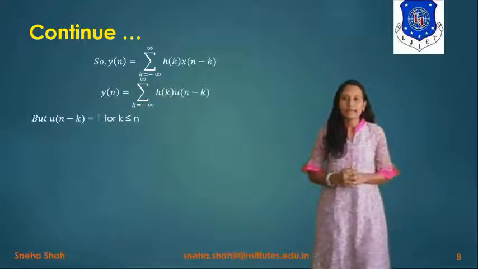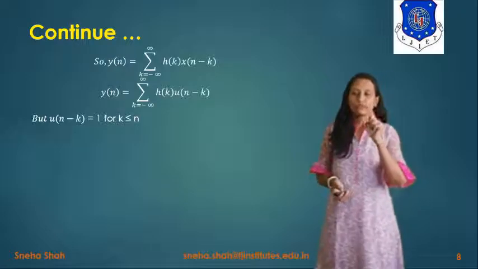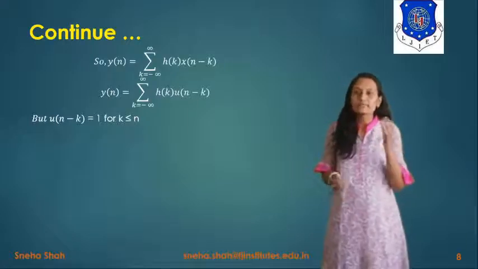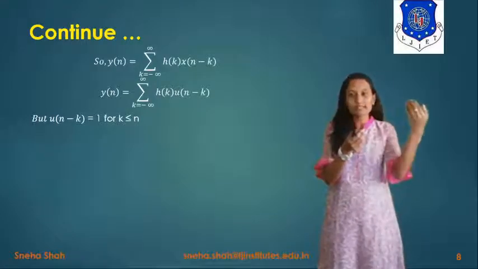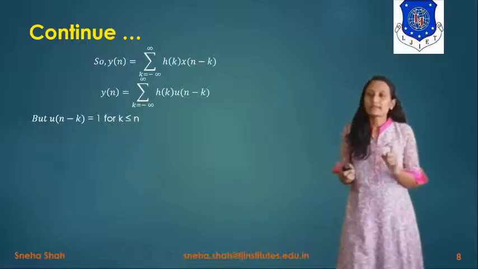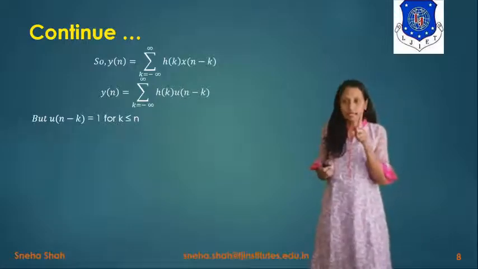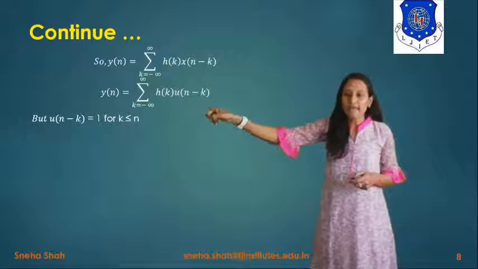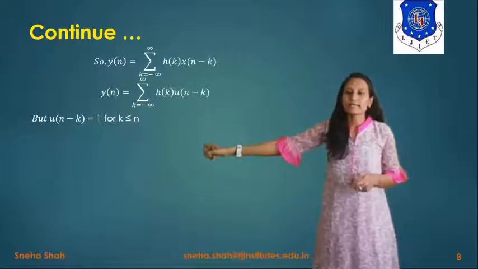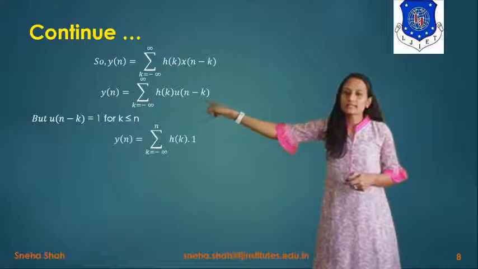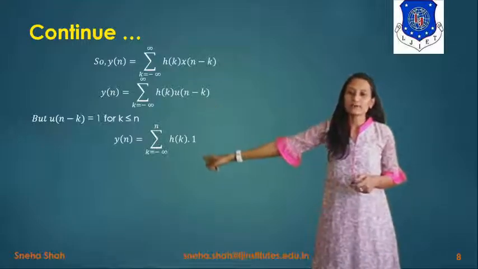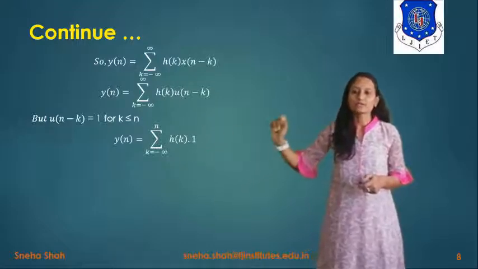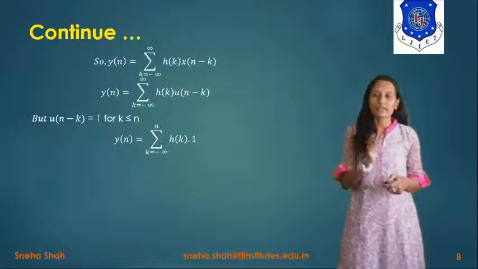Now what is u of n? u of n equals 1 for the range of n from 0 to infinity. By using this term, first we fold the signal, then we shift the signal toward the right side. It will give the output as 1 for the range of k less than or equal to n. So u of n minus k equals 1 for k less than or equal to n. Using this in the above equation, y of n equals summation k equals minus infinity to n h of k into 1, because we have taken the value of k which is less than or equal to n.